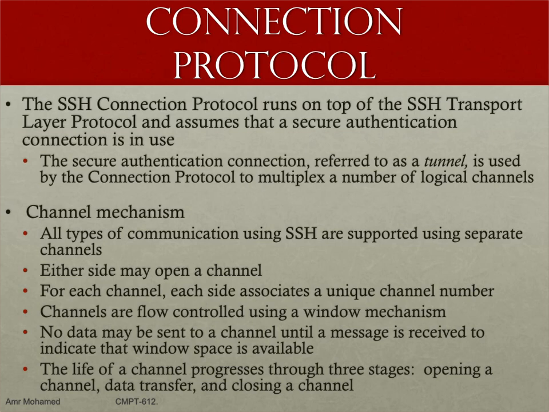This is about the connection protocol. The SSH connection protocol runs on top of the SSH transport layer protocol, and it assumes that the secure authentication connection is in use, which means that everything is already established and the tunnel is already established. In that case, the connection protocol may instantiate some logical streams. We call them channels, not connections, but channels. So the secure authentication connection, referred to as the tunnel, is used by the connection protocol to multiplex a number of logical channels. Okay.